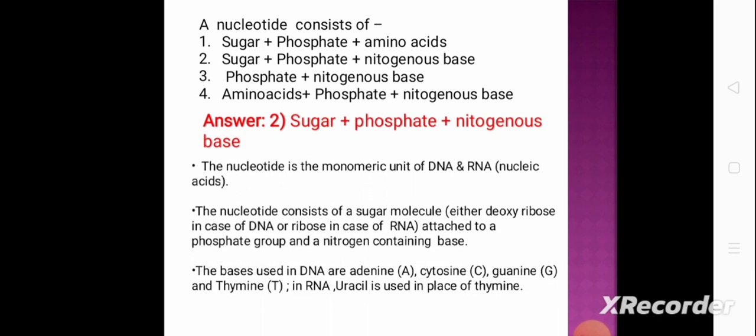Nucleotide is the monomeric unit, that is the building block of DNA and RNA. It consists of a sugar molecule attached to a phosphate group and a nitrogen containing base. The sugar molecule in case of DNA is deoxyribose, whereas in case of RNA it is ribose. The bases used in DNA are adenine, cytosine, guanine and thymine, whereas in case of RNA the uracil replaces thymine.